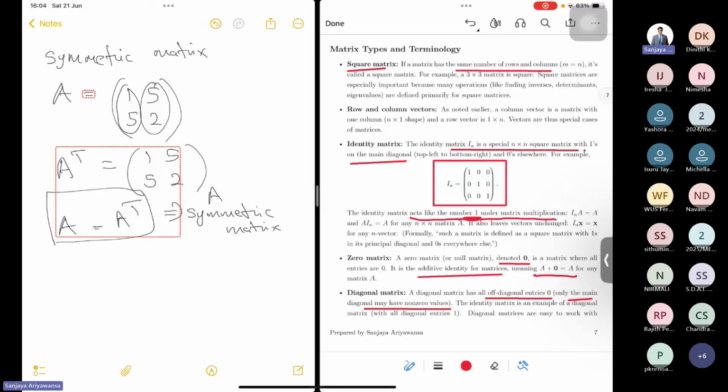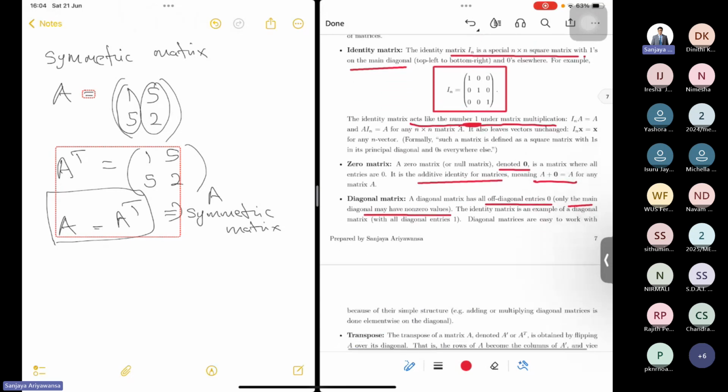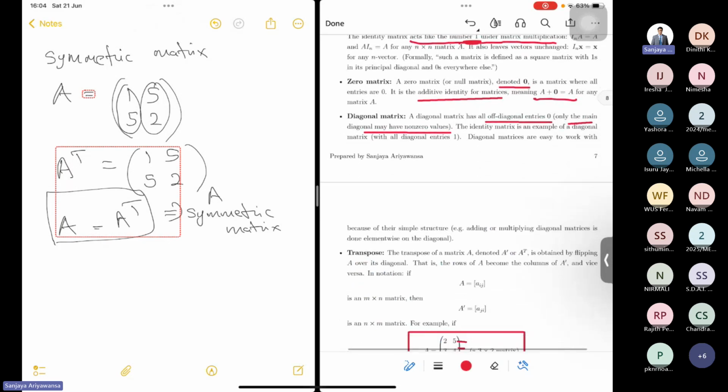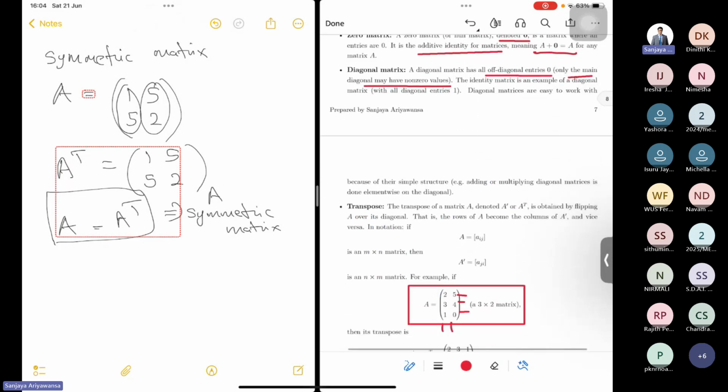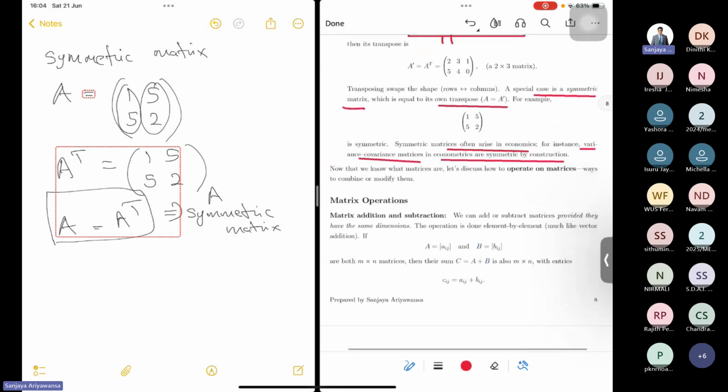And in calculations, you need to first quickly identify what type of matrix you are dealing with. Is it a square matrix? Is it a row or column vector? Is it an identity matrix, a zero matrix? Is it a diagonal matrix? What is the transpose of a matrix? Likewise.